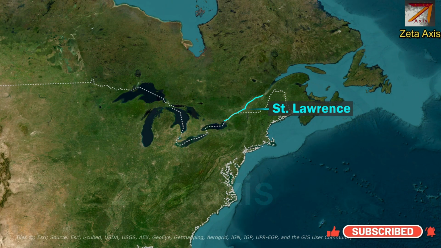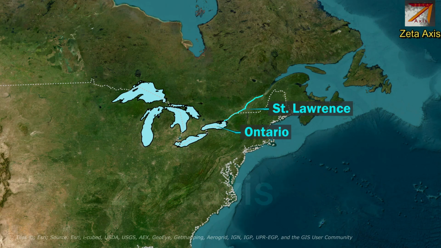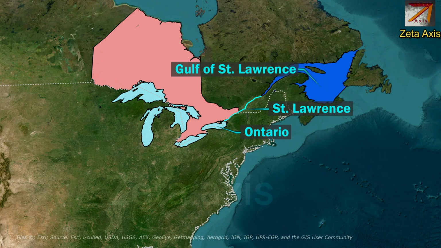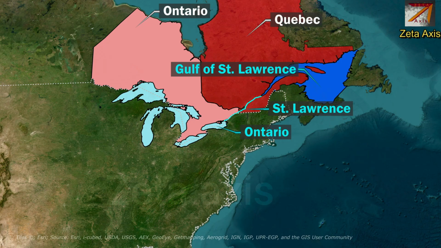Another important river of the North American continent is the St. Lawrence River. The St. Lawrence River is a large international river in northeastern North America, connecting the Great Lakes to the North Atlantic Ocean. Its water flows in a northeasterly direction from Lake Ontario to the Gulf of St. Lawrence, traversing Ontario and Quebec provinces of Canada and New York state in the United States.